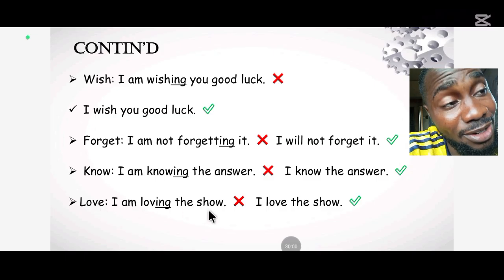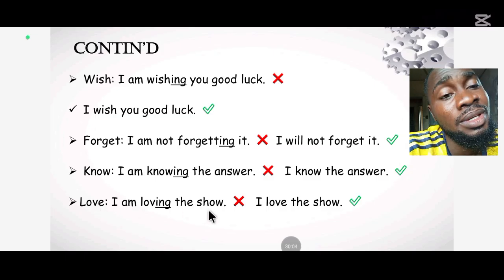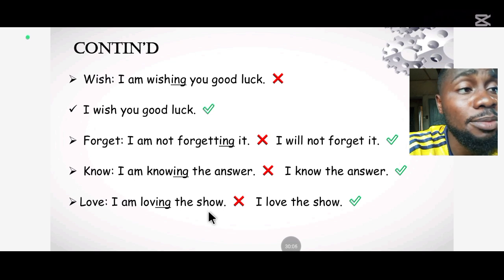Love. "I am loving the show." Wrong. This is another common mistake made by Nigerians. "I am loving you." Wrong. "I am loving it every day." Wrong. "I'm loving what I am seeing," or "I'm loving what I see." Wrong. "I love the show." Correct. "I love what I see." Correct.